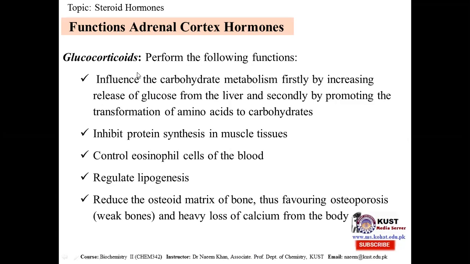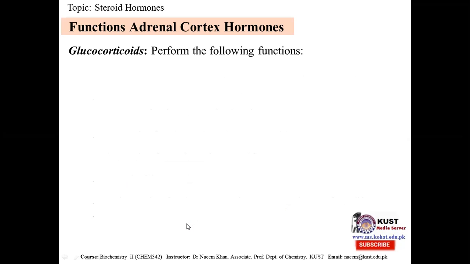Important functions of the glucocorticoids: maintaining the glucose level by releasing glucose from the liver through glycogenolysis and forming carbohydrate from non-carbohydrate residues, that is gluconeogenesis. They reduce protein synthesis in the muscle, they control eosinophil cells of the blood, and they regulate lipogenesis, lipid synthesis, and they reduce the osteoid matrix of the bone, thus favoring osteoporosis and heavy loss of calcium in the body.